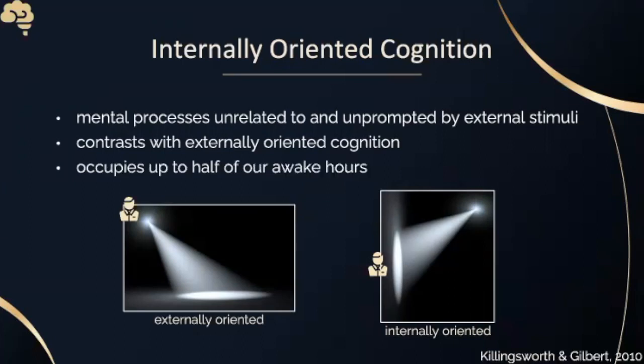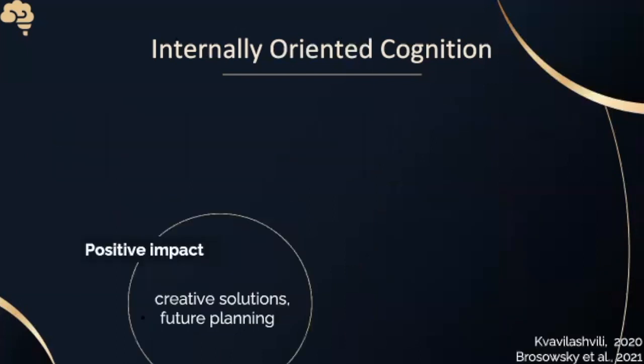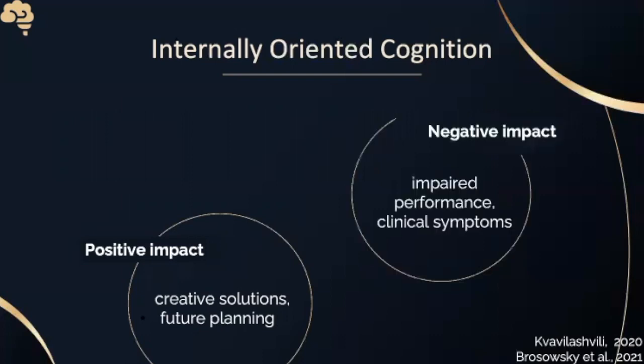Importantly, these internally oriented cognitive processes take up a notable portion of our awake hours. Not only that, it also has a huge impact on our everyday functions. For example, on one hand, it facilitates the generation of creative solutions to problems, and it also facilitates future planning, such as making plans for the weekend. On the other hand, it's been shown to disrupt performance, especially when it happens during a task, and it's also been linked to clinical symptoms.